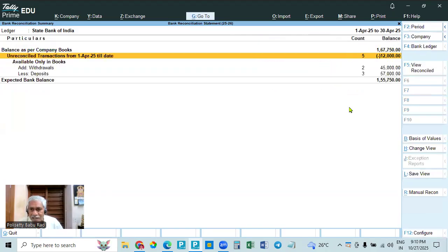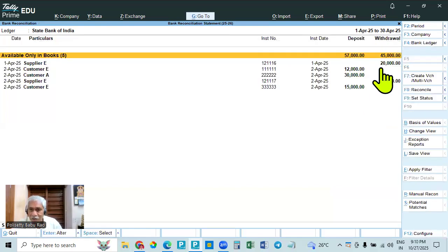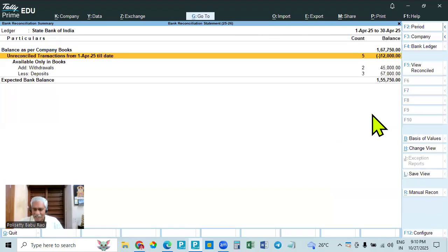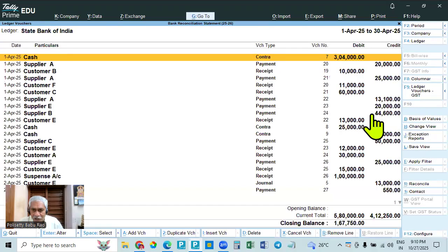And now we go and see here. So here, 5 checks are not available. 2 deposits, 3 deposits, or 2 withdrawals. 2 deposits done. 2 withdrawals and 3 deposits. They are available in our books, but they are not available in the bank. That is right. Now we come down and we come back.